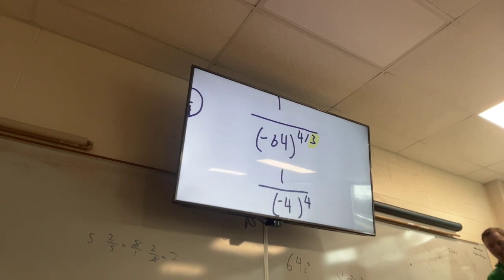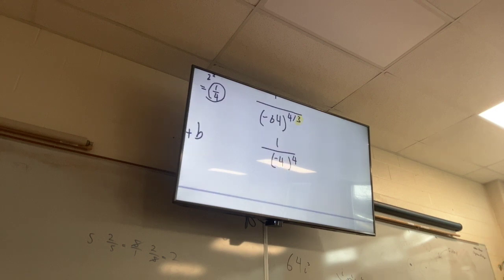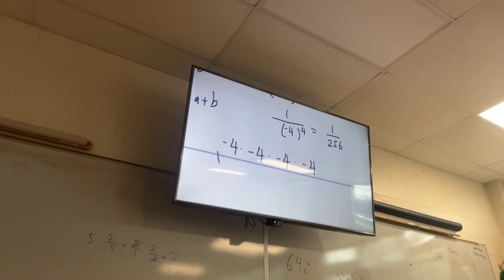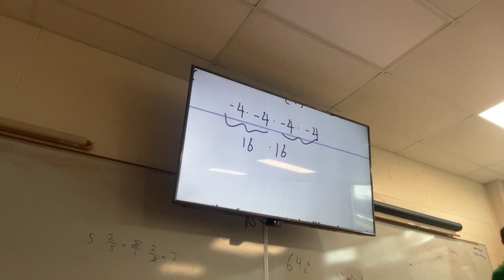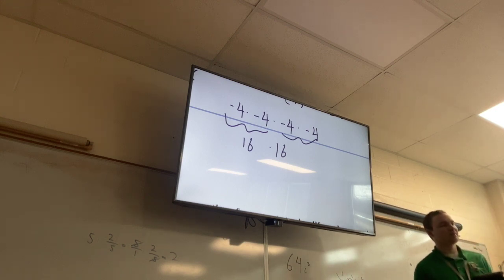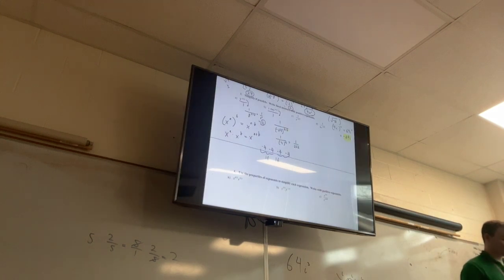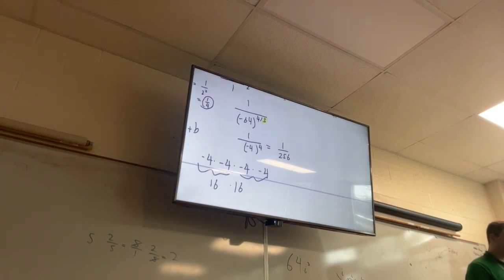What's negative 4 to the 4th? 256. If you have trouble doing that, just write it out. Negative 4 times negative 4 times negative 4 times negative 4. This simplifies to 16, and this simplifies to 16. 16 times 16. Do that by hand if you need to. So that's our answer.